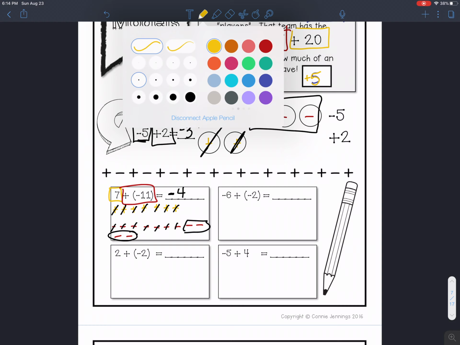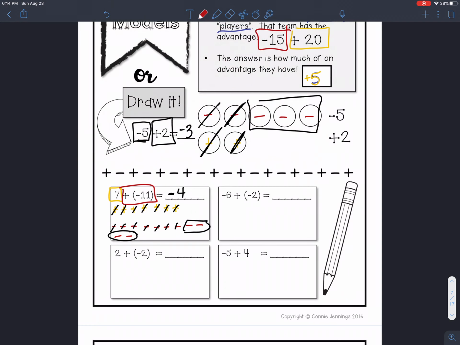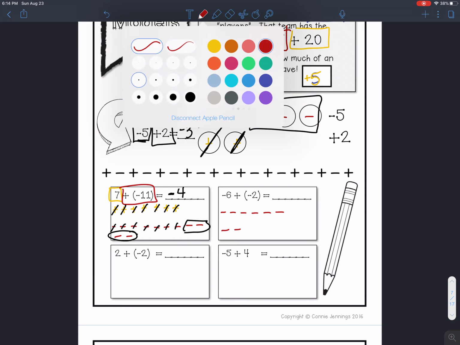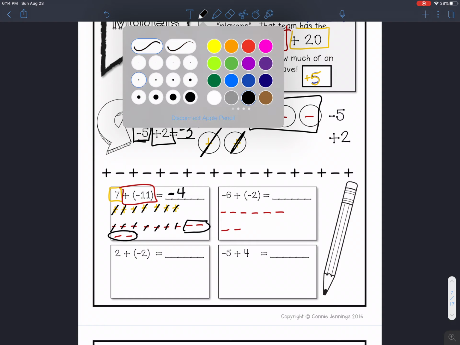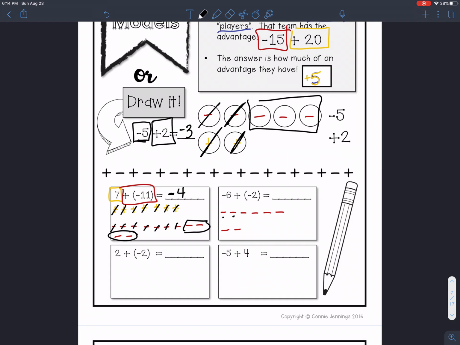I started using yellow and realized I don't need to. We have 6 negatives, 1, 2, 3, 4, 5, 6, and 2 negatives. Well, positive and negative cancel each other out, but negatives do not cancel out other negatives. So what we have here is 1, 2, 3, 4, 5, 6, 7, 8 negatives. So our answer is negative 8.